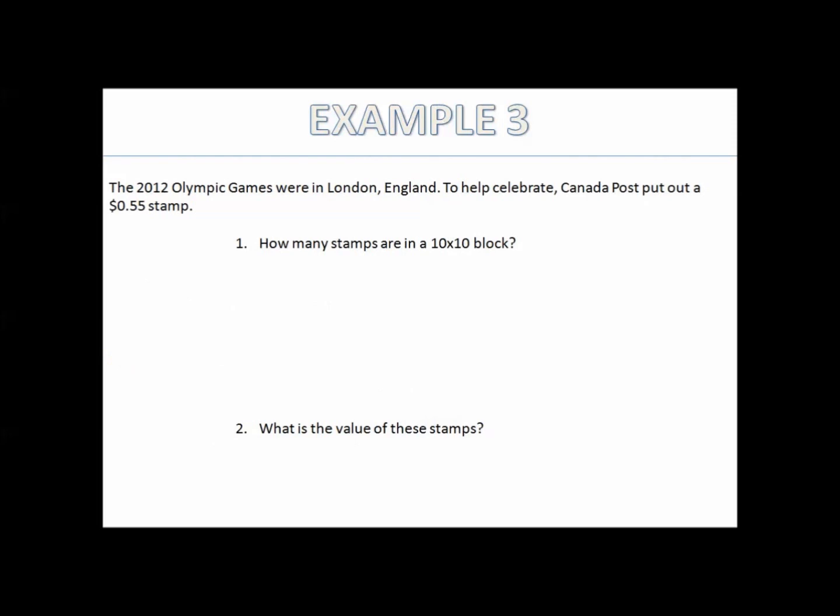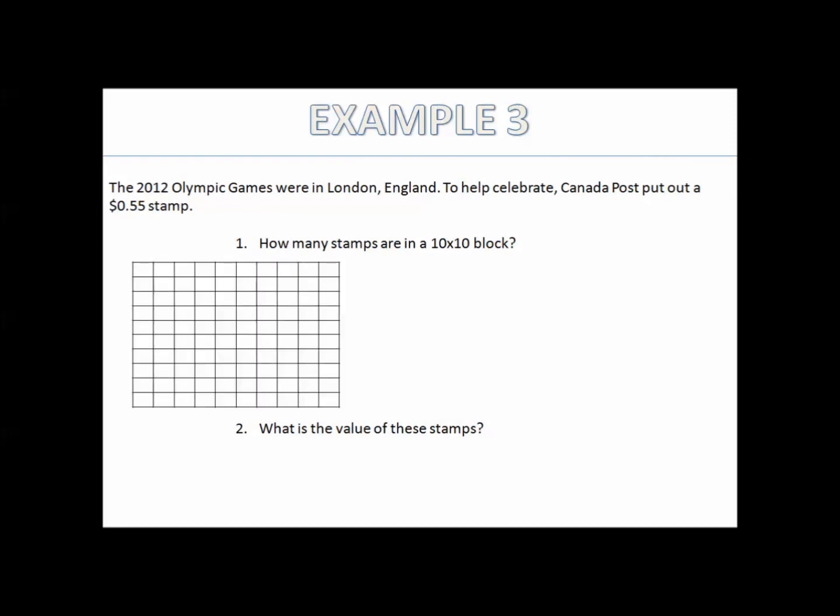Example 3. The 2012 Olympics Games were in London, England. To help celebrate, Canada Post put out a 55-cent stamp. How many stamps are in a 10 by 10 block? Well, let's look at a 10 by 10 block. We have 10 rows by 10 columns. So as we know, 10 by 10 is also the same thing as 10 squared, which means there are 100 stamps.